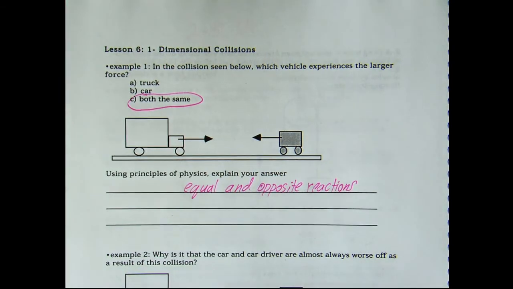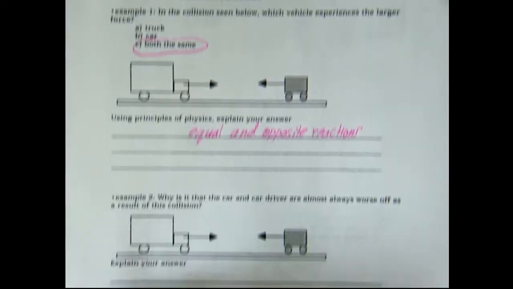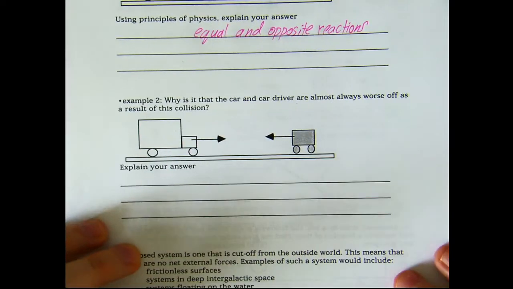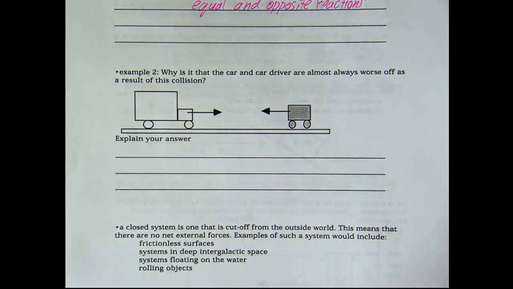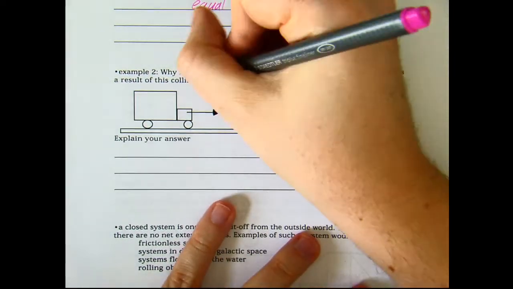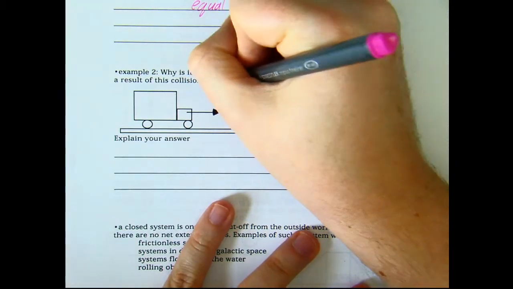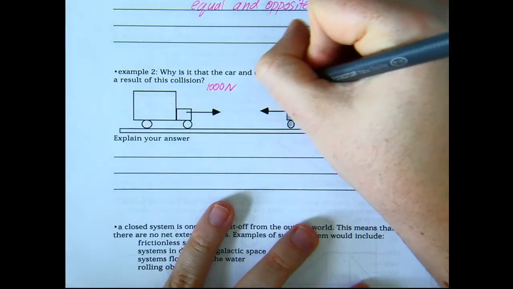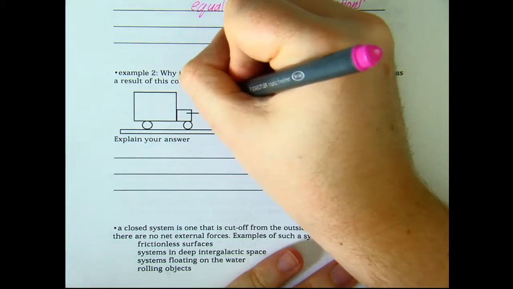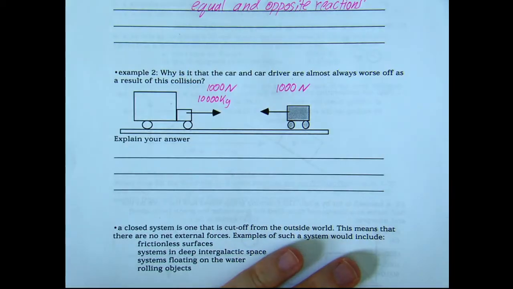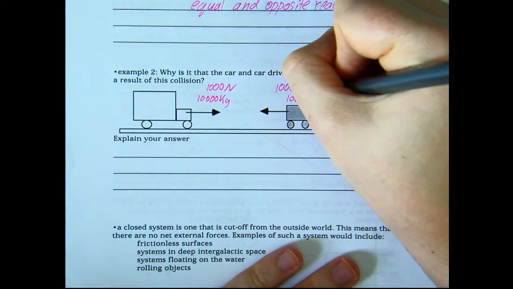Well, the question is then, if that is true, why does nobody want to be the driver of the car in this collision? Well, let's look at this. If these things have the same force acting on each other, so maybe the impact is 1,000 newtons of force on both of these guys. Maybe the truck weighs 10,000 kilograms, and the car only weighs 1,000 kilograms. Let's look at the difference here.